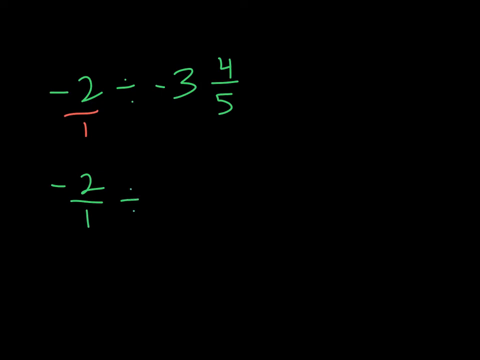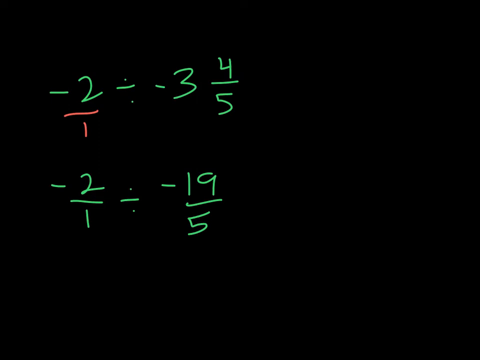Next problem we'll look at is negative 2 divided by negative 3 and 4/5. So right now, negative 2 is a whole number. So we need to put that in the form of a fraction. So I'm going to go ahead and set the negative 2 over 1 so I can put it in fraction form. And now I have to go ahead and change my mixed number into an improper fraction. So I'm going to say negative 2 over 1 divided by 5 times 3 is 15 plus 4 is 19. So negative 19 over 5.